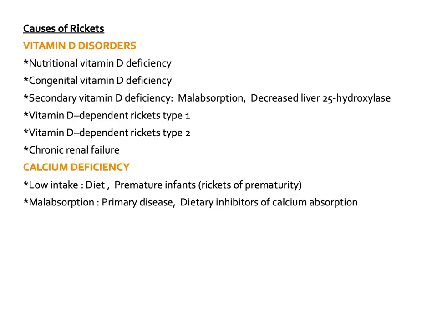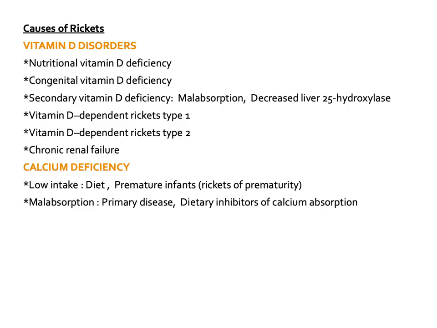chronic inflammatory diseases, and decreased liver 25-hydroxylase activation of vitamin D. So in liver disease, there is secondary vitamin D deficiency. There are inherited forms of vitamin D deficiency, which are of two types: vitamin D dependent rickets type 1 and vitamin D dependent rickets type 2. Another cause of vitamin D disorders is chronic renal failure.